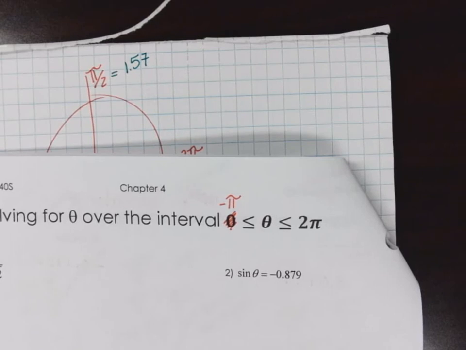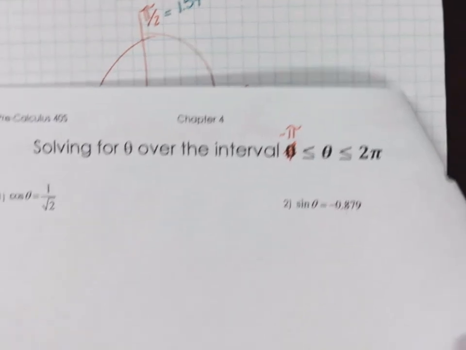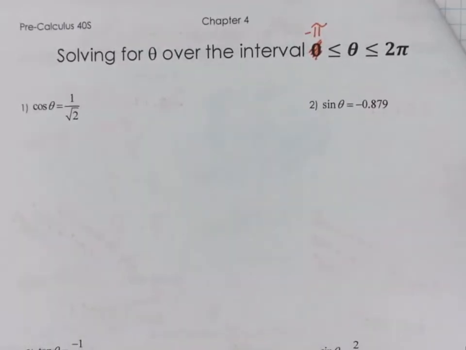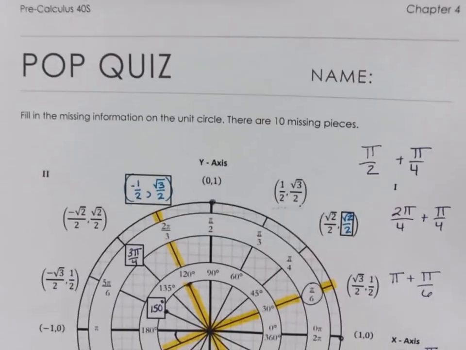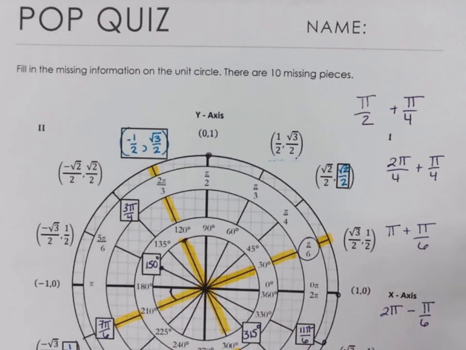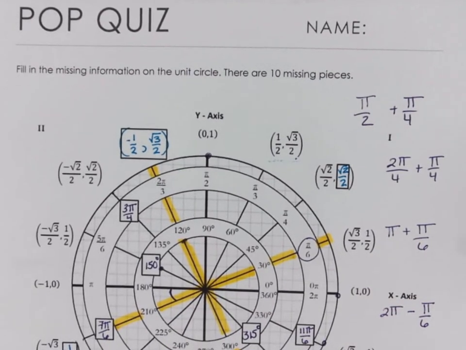All right. Are you guys ready? Okay. So if you are not comfortable with the unit circle yet, I need you to get it out. I want you to have it in front of you because this is going to get confusing. All right. Here we go.